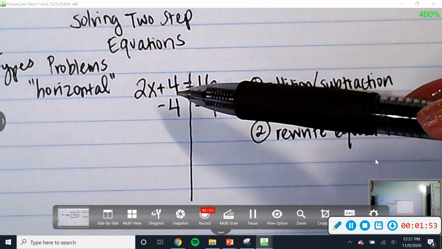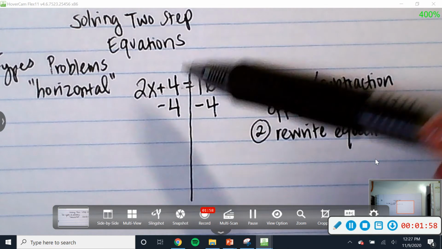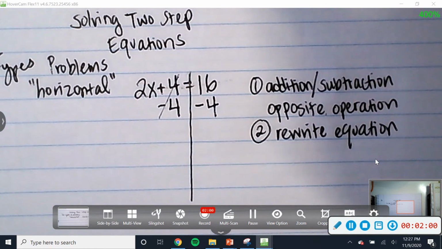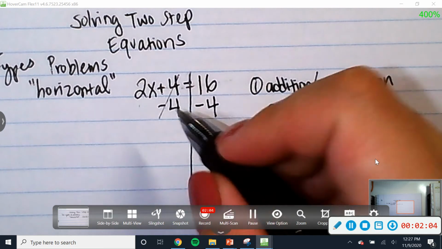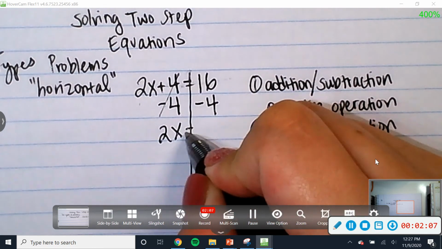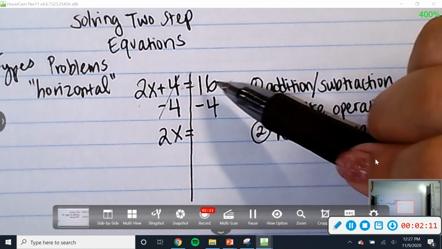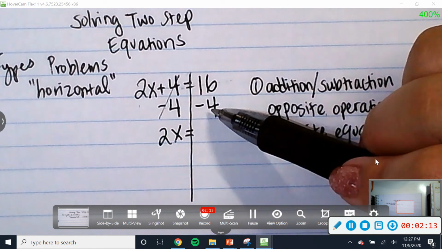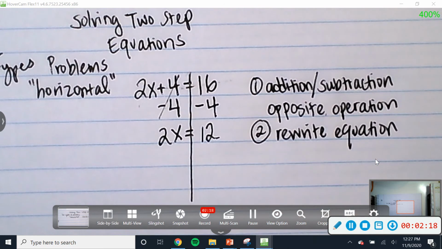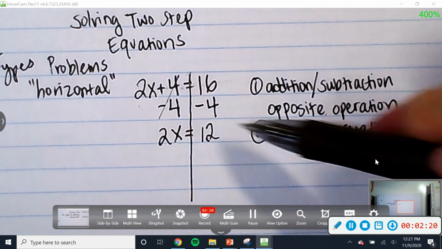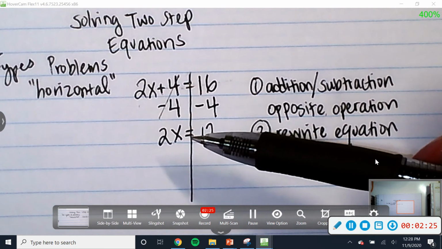I have 2x plus 4 minus 4. When I have this plus 4 and minus 4, those end up canceling out. So I cross them out on my paper and I just write what is left. So all I have is 2x. On the other side of my equation, I have 16 minus 4. 16 minus 4 would equal 12. So I'm going to write 12. So here I have rewritten the whole equation. My new problem is now 2x equals 12.